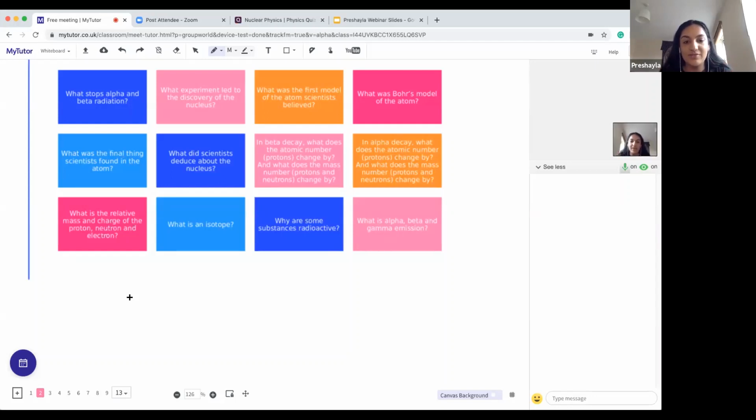Then we said what was the first model of the atom that the scientists believed, and this was the plum pudding model. So that's having a kind of sphere of positive charge and little electrons dotted around it to represent the plums. So scientists believed that, and then Bohr came along and said, no, that's wrong. Actually, it's a sphere on the inside of positive charge, so we're still keeping that sphere of positive charge, but instead we're going to have our electrons orbiting around it in shells.